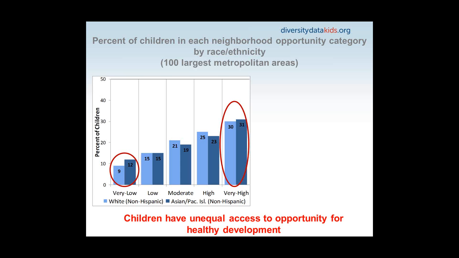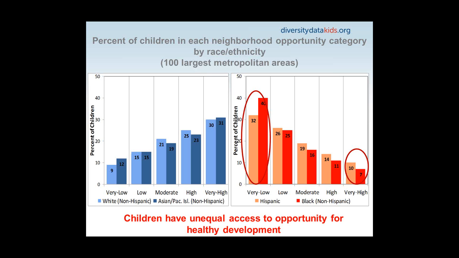Let's look first at white and Asian and Pacific Islander children shown on this bar chart. First, small proportions of white and Asian children, 9 and 12% respectively, live in very low opportunity neighborhoods within their metro areas. In contrast, about 30% of white and Asian children live in the highest opportunity neighborhoods in their metro areas. Okay, let's look now at Hispanic and Black children. We have literally a mirror image of that for white and Asian children.